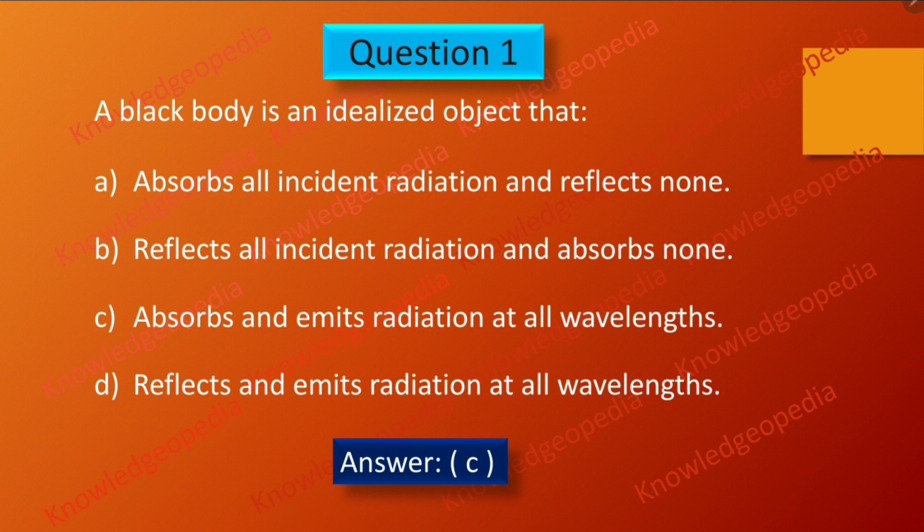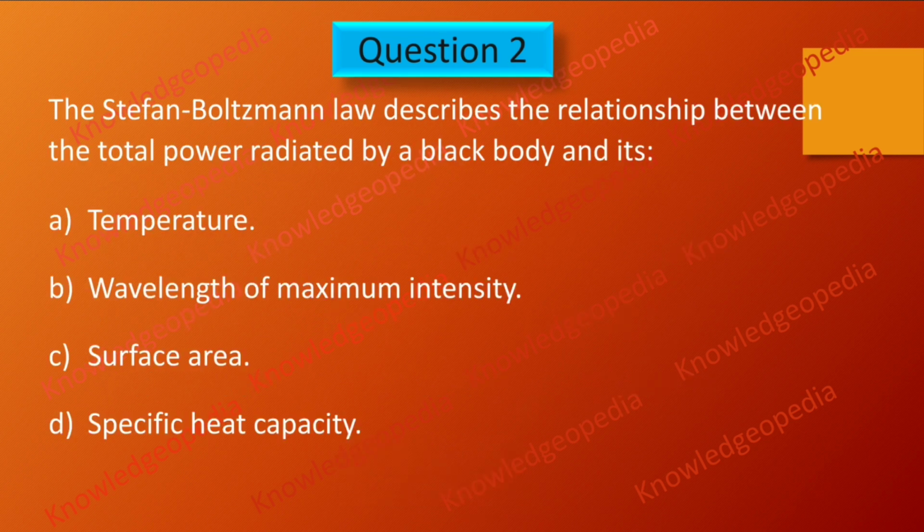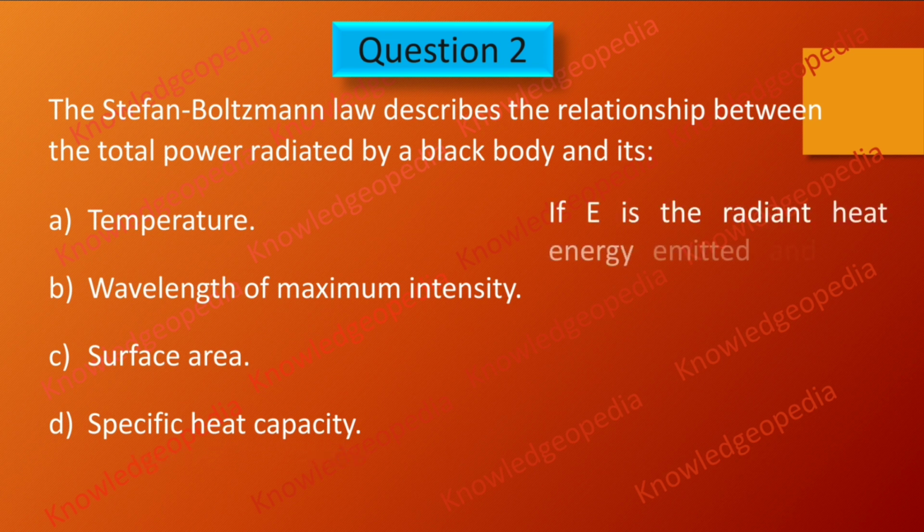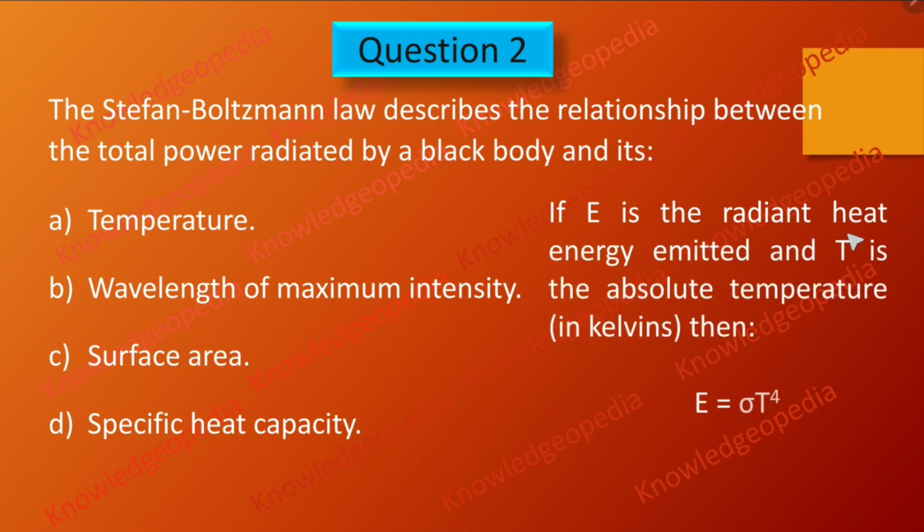Okay. Now coming to the second question. The Stefan-Boltzmann law describes the relationship between the total power radiated by a black body and its: temperature, wavelength of maximum intensity, surface area, and the last one is specific heat capacity. According to Stefan-Boltzmann law, if E is the radiant heat energy emitted and T is the absolute temperature, that is in Kelvin, then the relation is given as E equals sigma T to the power 4.